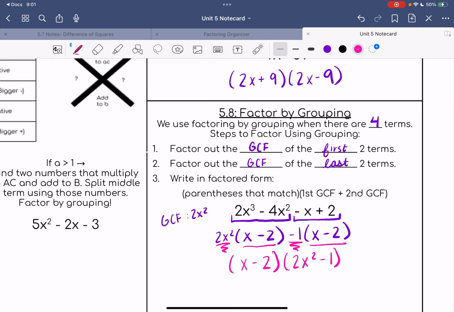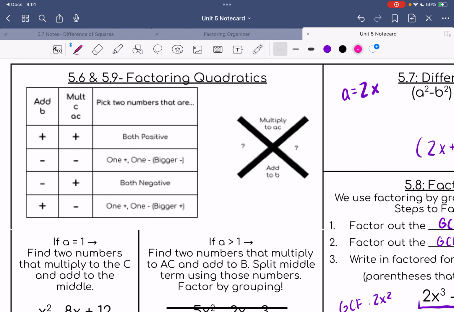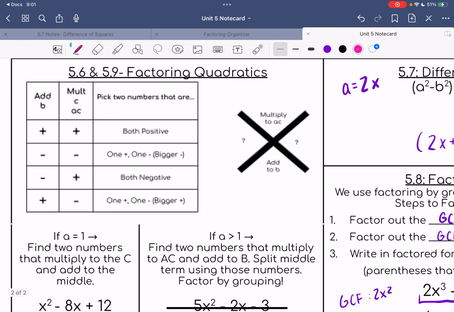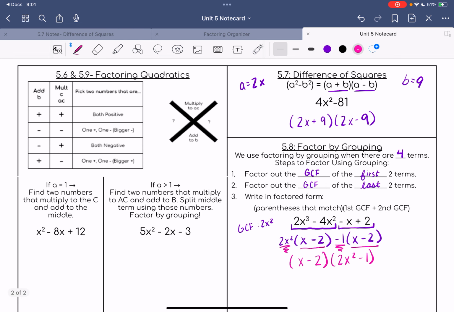Okay, very last section, 5.6 and 5.9. So we did not include an example of 5.6 because we literally couldn't fit it on here. But for 5.6, you are always... Oh, just kidding. I did make it fit. Never mind. I misspoke. We included an example of both 5.6 and 5.9 here.